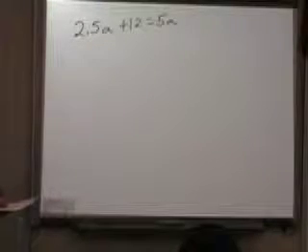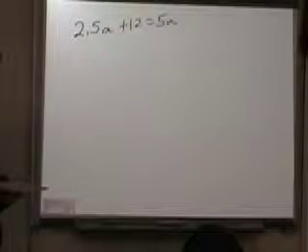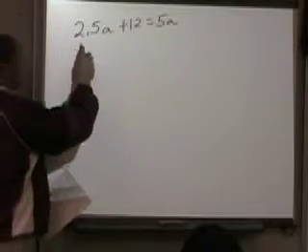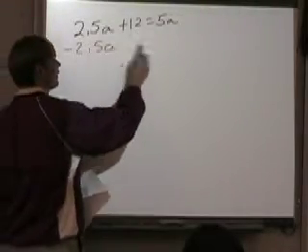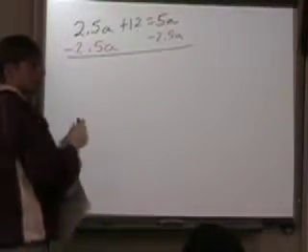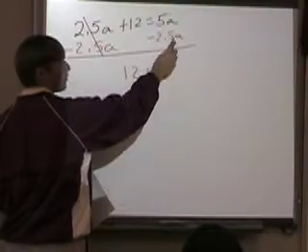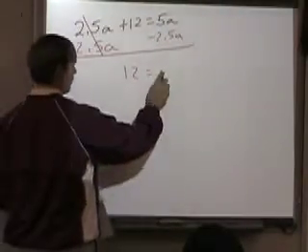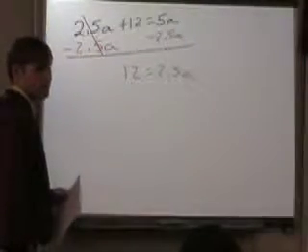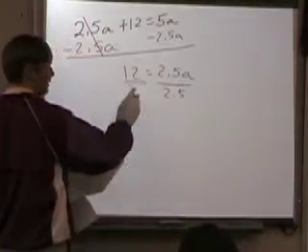Alright, this problem's a little more difficult. What would you do first, Cece? Good. Subtract 2.5a, say the rest of it. On both sides, right? So this goes away, so I have 12 equals, what's 5 minus 2.5? 2.5a. Now what do I do, LA? Divide 2.5. Look at you, divide 2.5 on both sides.